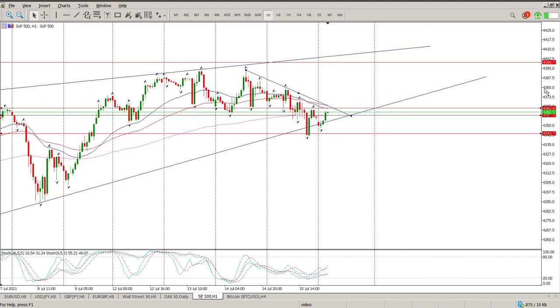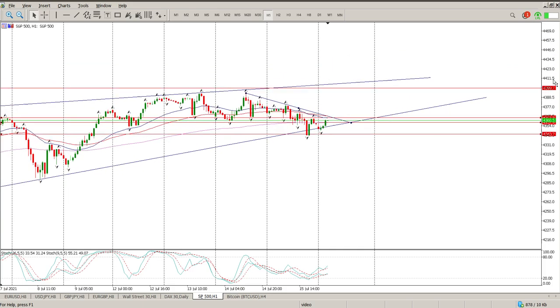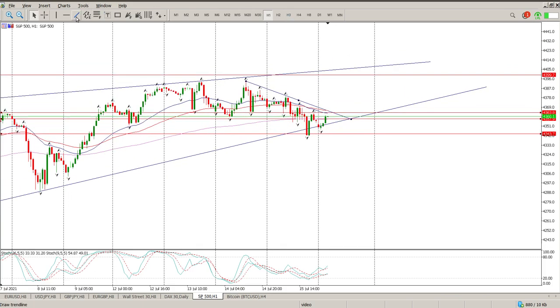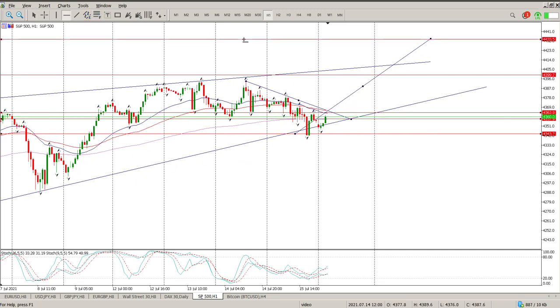I still believe 44,000 is what we're after, but we do have a measured move here if this plays out as well, so bear that in mind. I'll be conservative, take it to there and off this level here. So we've got a measured move which is 44.33. So just bear that in mind as well.